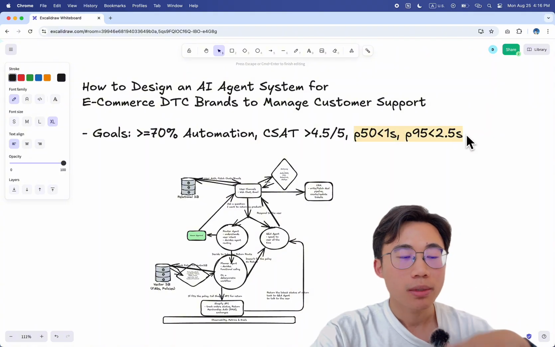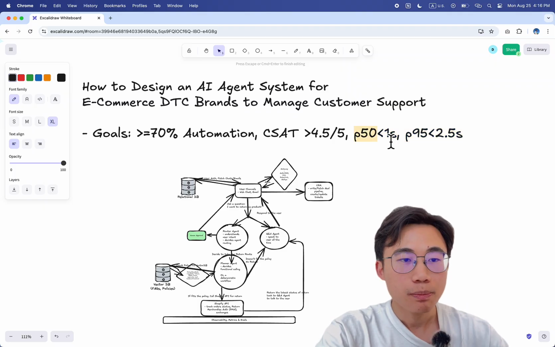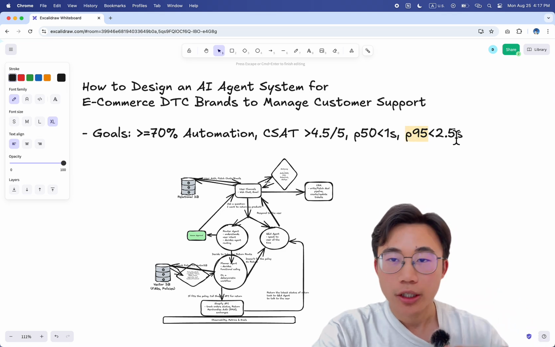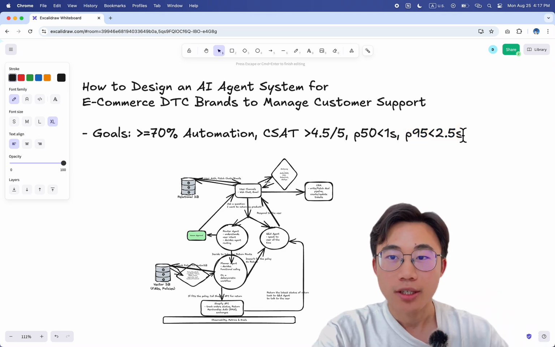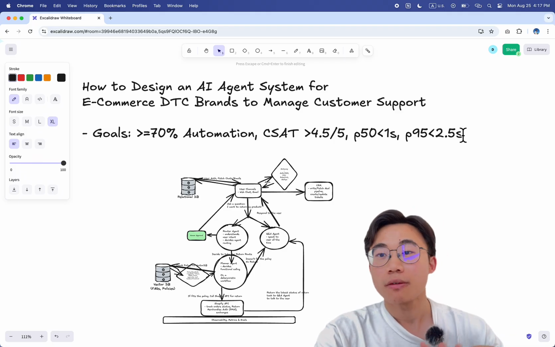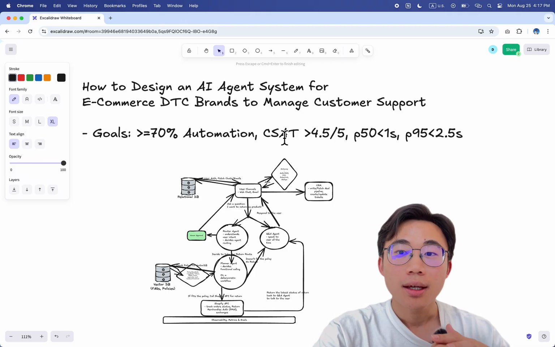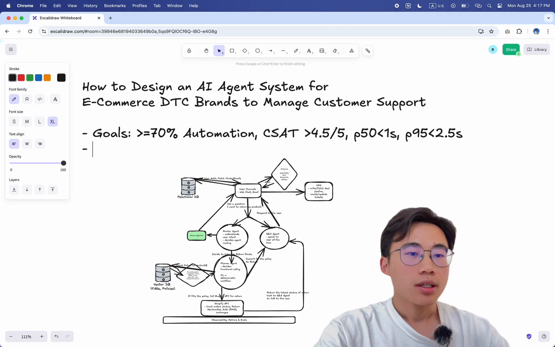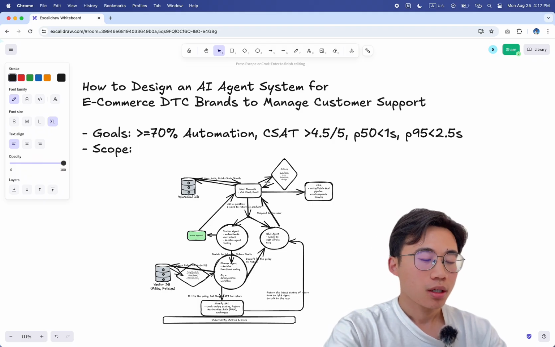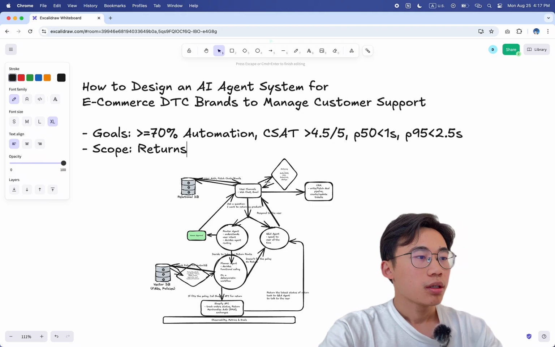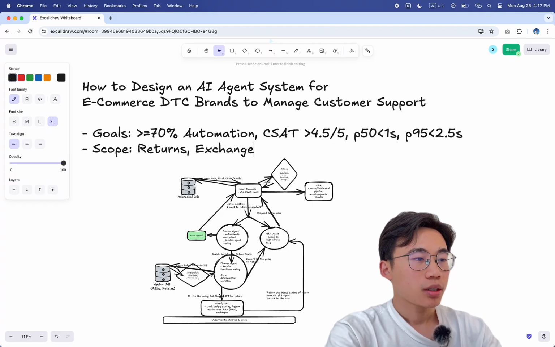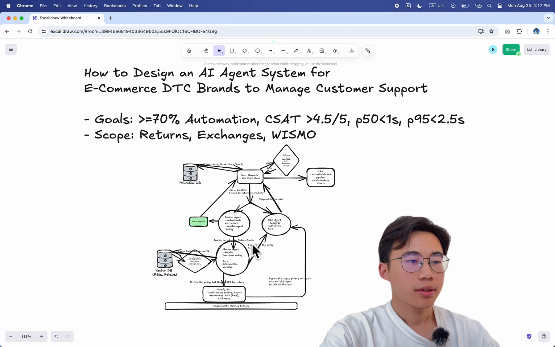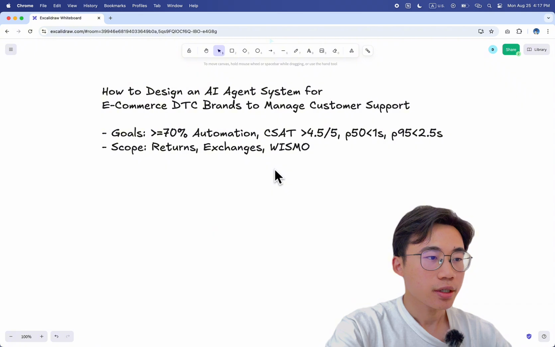And last but not least, we want to make sure that the response time for the 50th percentile of customers is below 1 second, and then 95% of your customers will get a response under 2.5 seconds. Why is this important? This is important because if the response time is too long, it really affects the satisfaction of your customers, okay? So this is our goal. And let's also think about what our scope is today. Our scope is very simple. We want to focus on returns, exchanges, and where is my order, okay? So let me just delete this flow and then let's walk through it together.